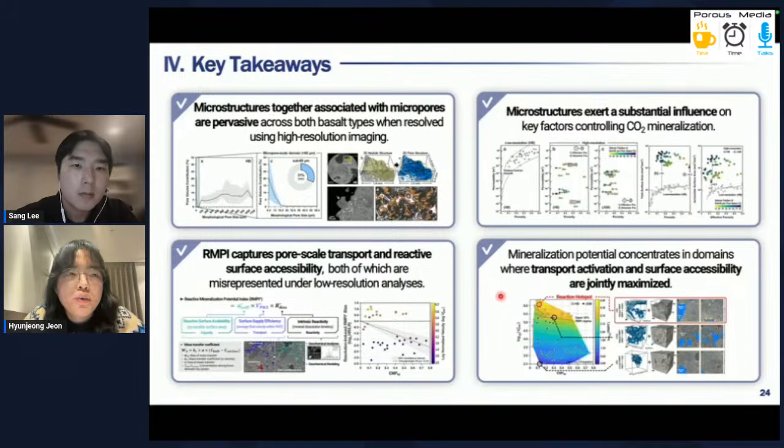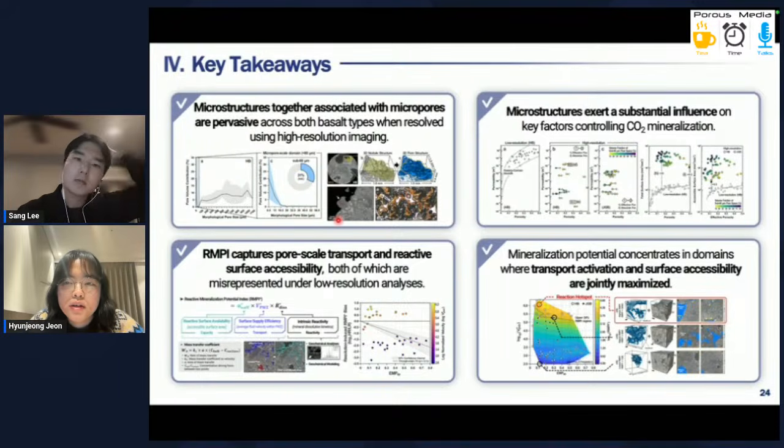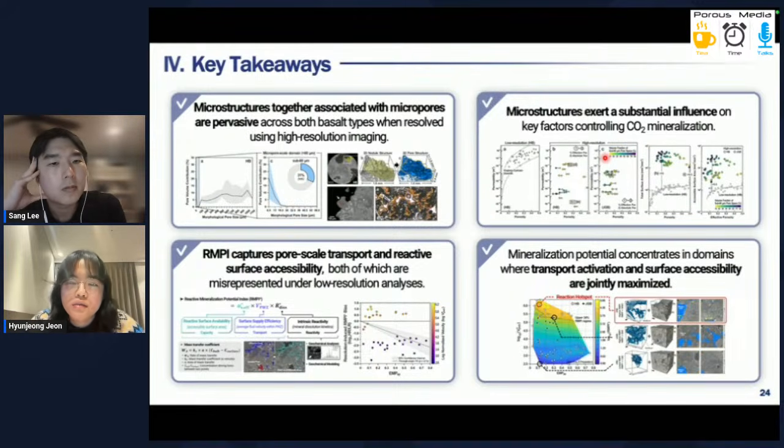So, takeaways. Using high-resolution X-ray CT imaging, we demonstrated that micropores are extensively developed in both basalt types, despite their very contrasting geologic origins and characteristics. Importantly, these micropores are not just minor pore features. They act as fundamental structural elements that simultaneously regulate fluid transport and reactive surface accessibility within the rock.